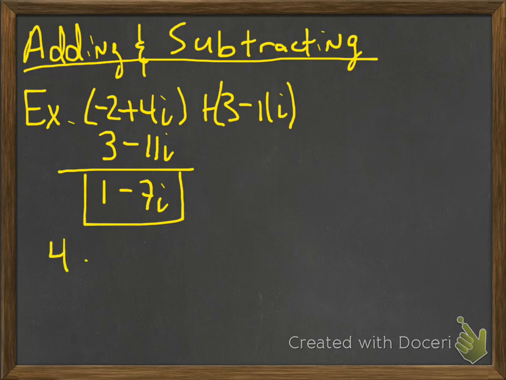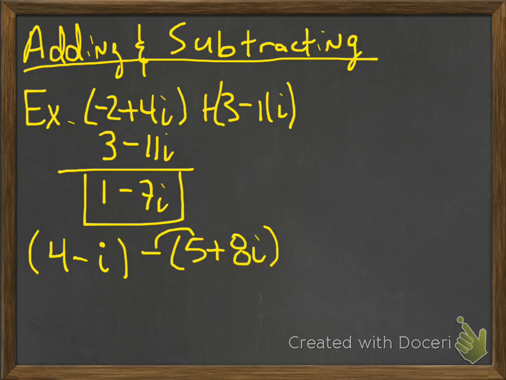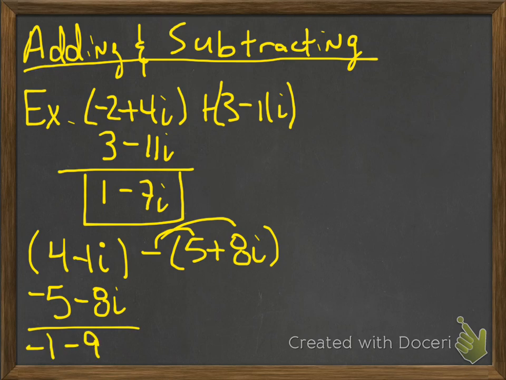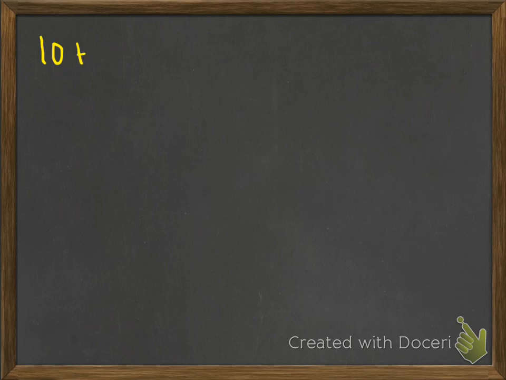Now, when I do something like subtraction, 4 minus i minus 5 plus 8i, I am going to make sure I distribute the minus to both numbers. So when I rewrite it underneath, because I like to write them under, 4 minus 5 and negative i minus 8i. So then I'm going to say 4 minus 5 is negative 1, and negative 1 minus 8 is negative 9i. Okay, that's all you really need for adding and subtraction. It doesn't get much harder than that.